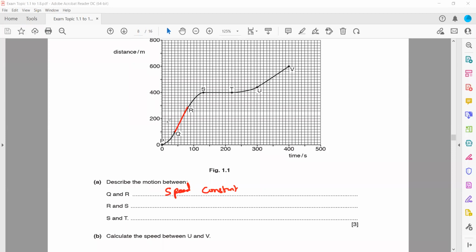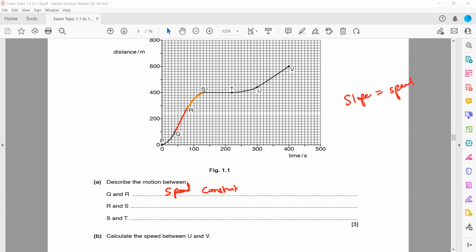No, it is zero acceleration. Because this is a distance time graph. If it was a speed time graph, then we'll say it's a constant acceleration. But because it is a distance time graph, the slope represents the speed. So speed is not changing, the speed is constant. Acceleration is zero.